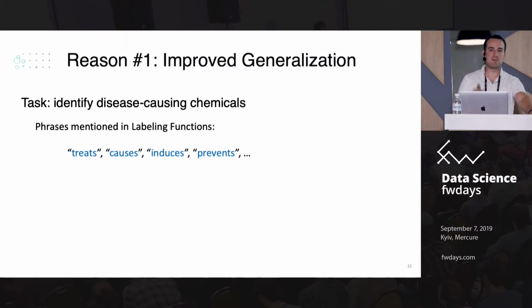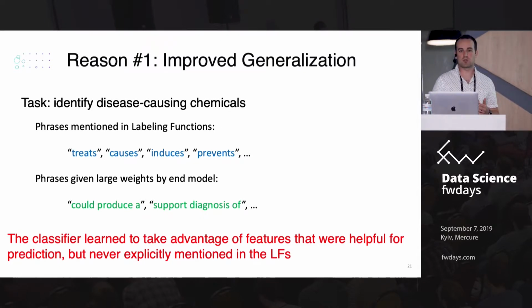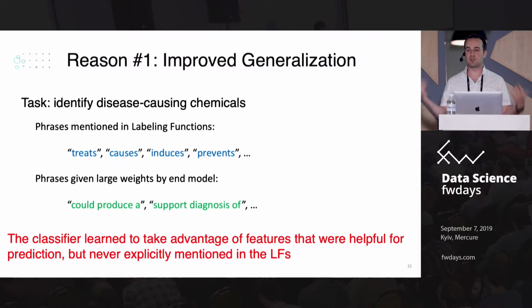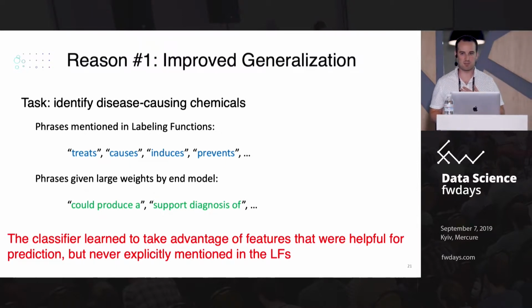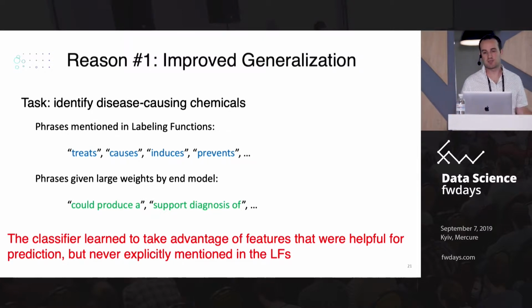But then after we made a training set using these labeling functions based on these types of rules, we found that our model came to trust other n-grams that we hadn't ever specified, like could produce or support diagnosis of. So that is to say, it was able to learn how to take advantage of other features that are correlated with the ones that we identified, but not explicitly identified by a human at all. So you're able to really get this boost for free, about the same precision, but an improvement in recall because of this ability to generalize.